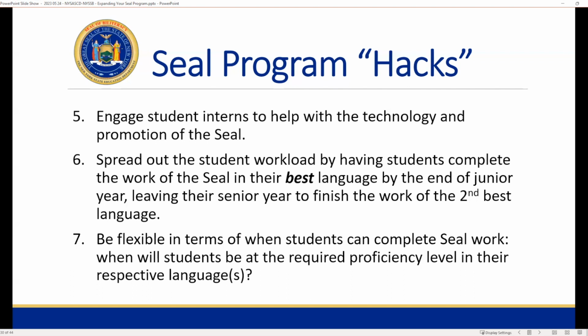Your main question for this one, in addition to choice, is when students can complete the work. So remember that students can do work at any time during high school, as long as they have that required proficiency. If you have a native speaker of a language come in and at 9th grade, they're already at intermediate high, which is pretty likely for a native speaker, they can complete the SEAL work for that language in their 9th grade year. Now, you can't actually give them the SEAL until they graduate, but they can get the work out of the way earlier.